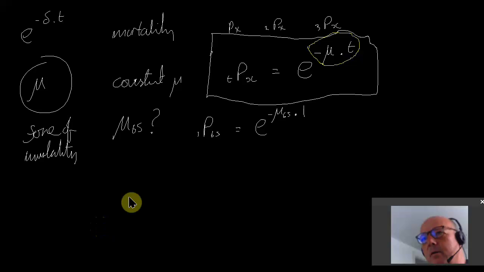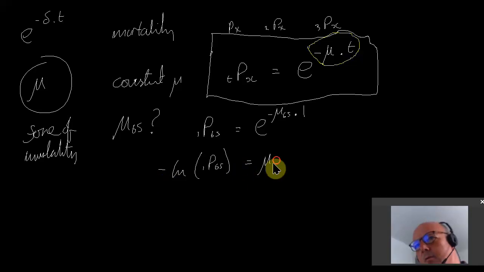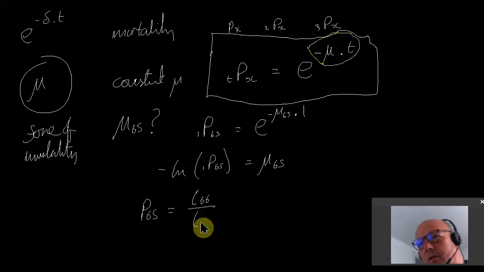Now I can rearrange that: the log of 1p65, with a minus sign, equals mu 65, if I want to work out what the individual mu is if I know what the different values of Lx are. And of course, if I want to know what 1p65 is, or p65, that's just L66 over L65. So that's all the force of mortality is.